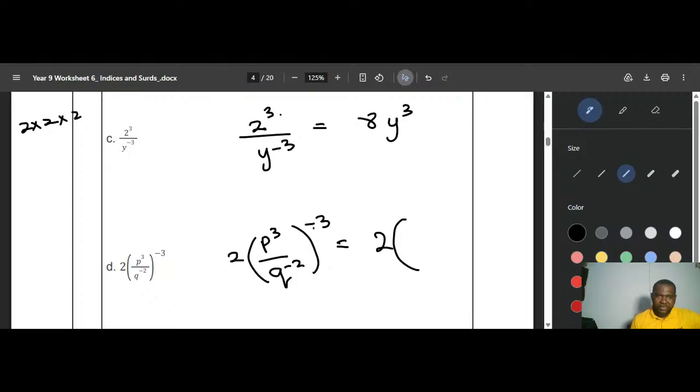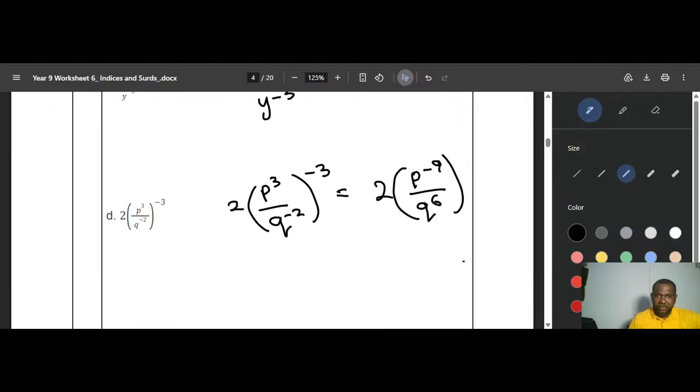Well, this means p raised to the power of minus 9 over q raised to power 6. That means minus 3 times 3 is minus 9. Minus 3 times minus 2 is 6. So this one, I need to make it positive. That means it has to come under. It will be 2 over p^9 q^6. Wow. You guys are amazing.